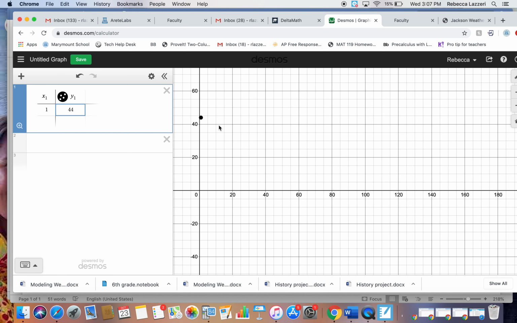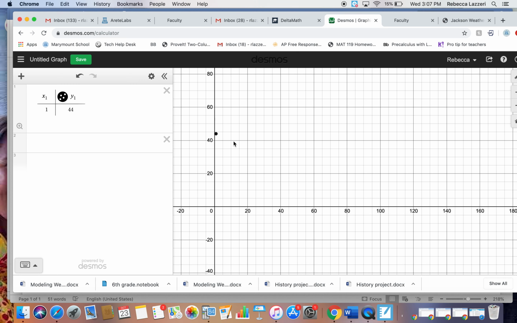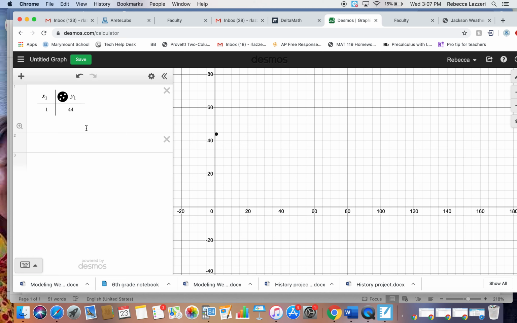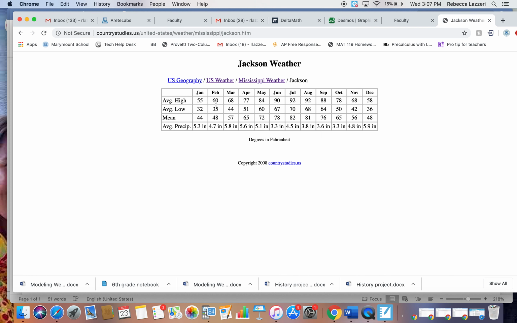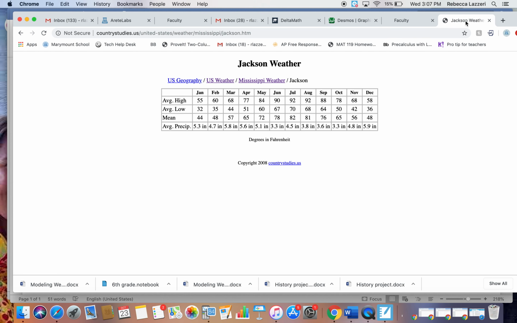Notice my window. At first, my window was like this. And I had to stretch it and move it, or shrink it and move it, so I could actually see the numbers. You'll see what it was in February, the second month of the year. In February in Jackson, or whatever city you pick, mine is 48. And I'll do a couple more. So you'll do all 12 months.